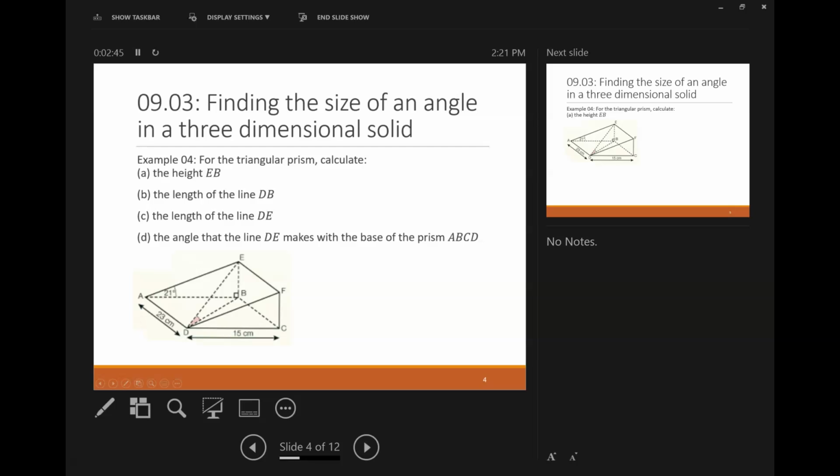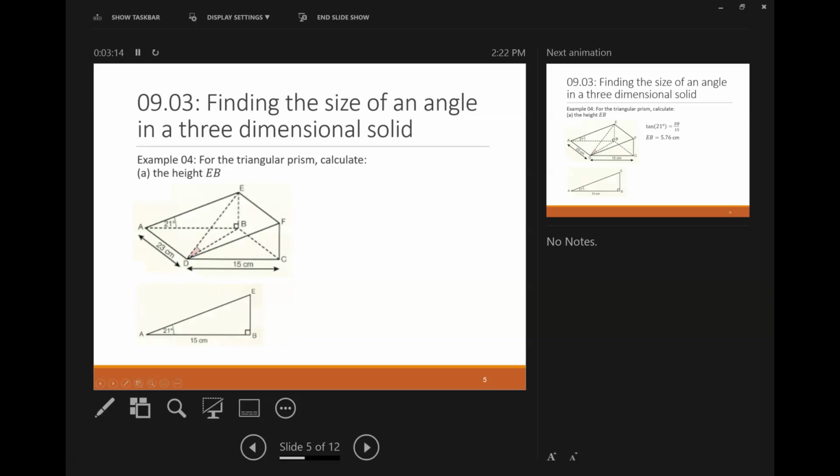But before we can use that, we don't know any of the side lengths on this calculation triangle. So let's start with maybe part A, EB. We want to find the height for EB. What calculation triangle can I use for EB? ABE is correct. So we know angle A is 21 degrees. What other piece of information do I know? AB is also 15. Good. So how can I find EB?